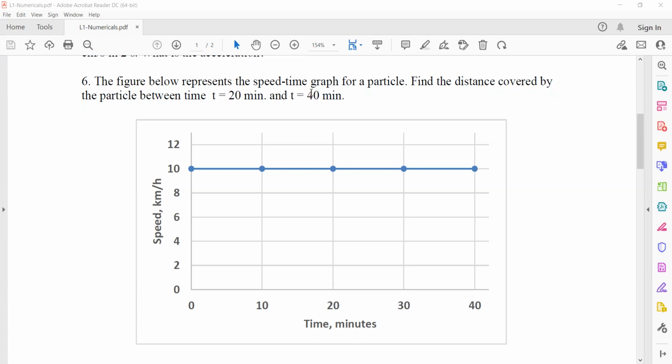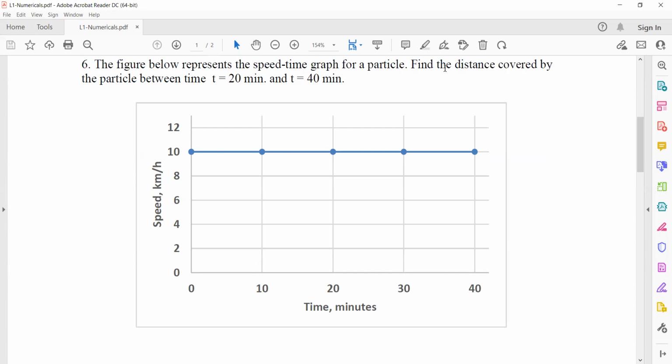The figure below represents the speed-time graph for a particle. Find the distance covered by the particle between time t equal to 20 minutes and time t equal to 40 minutes. So in this graph, you see speed is plotted along the y-axis and time is plotted along the x-axis. So between time t 20 minutes and 40 minutes, how much distance has been covered by the particle? First look at the graph very carefully. What informations do we have here?